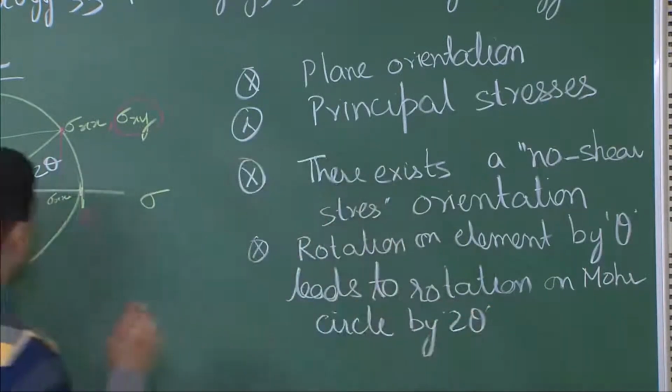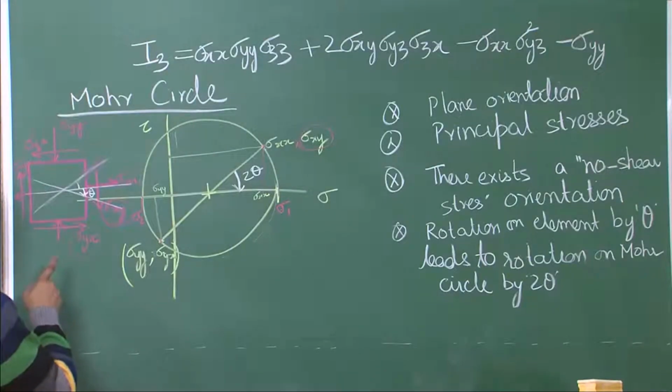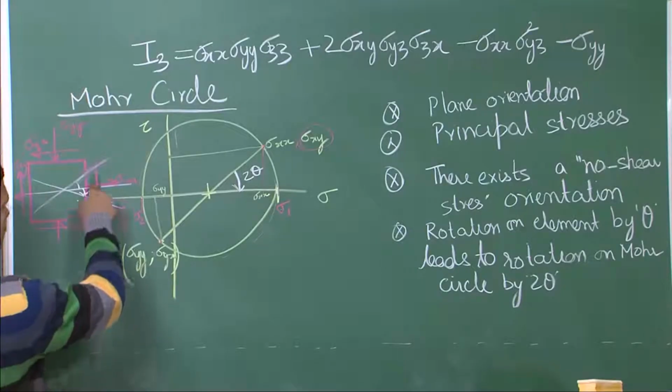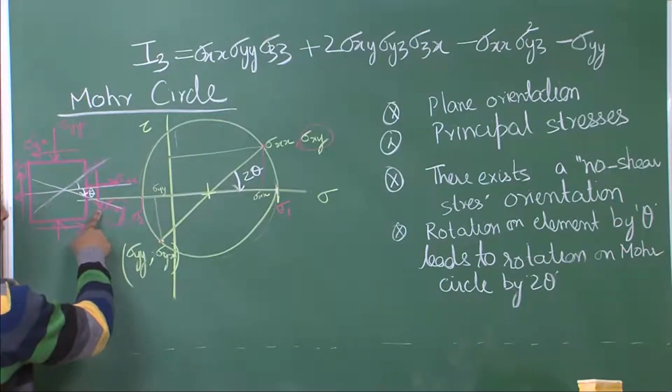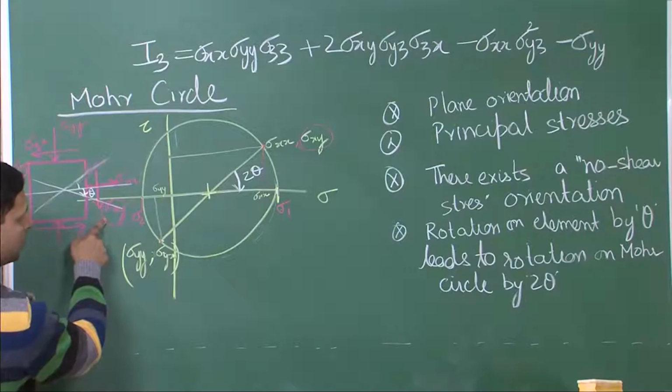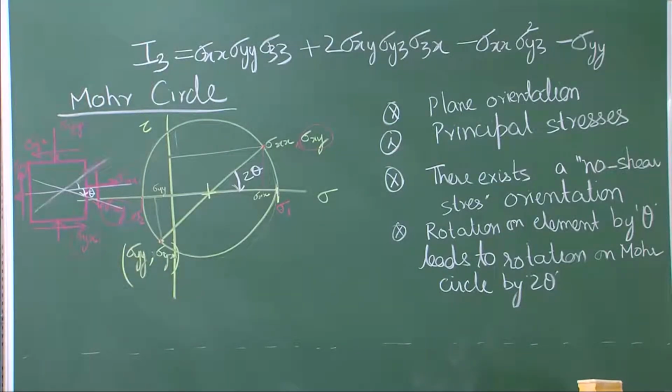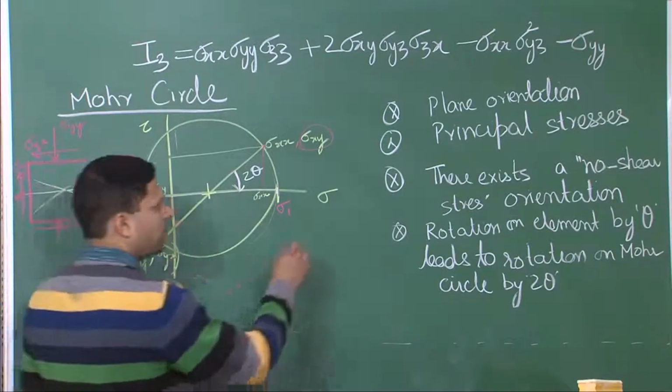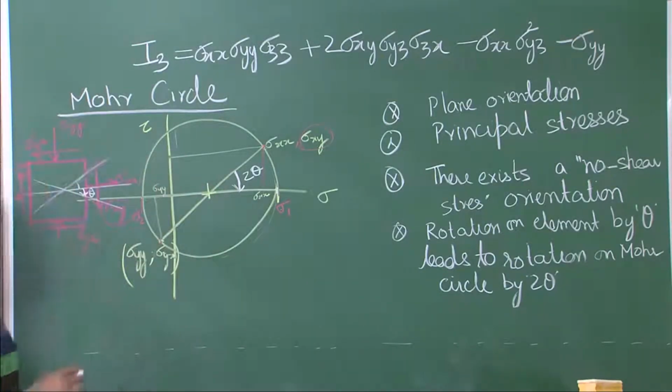And just now I noticed that I mistakenly called this anti-clockwise. Actually this is clockwise. So, I was right, okay. Do not worry about that. These are some of the things that we can extract from the Mohr circle.